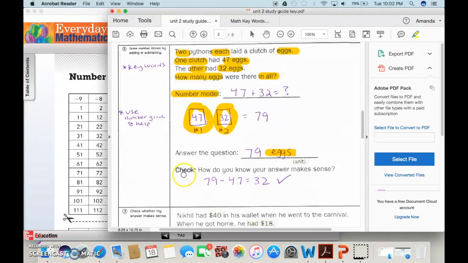To check my work, I can use the opposite of addition. So I'd take my 79, which was from my answer, minus 47, taking a number from my problem, and that equals 32. Do all my numbers match up? In this case, they do. I have 79, 47, and 32. They all match up, so my answer is right.